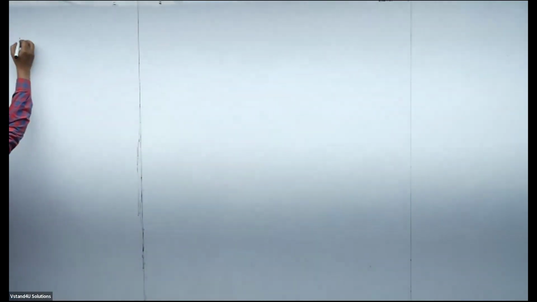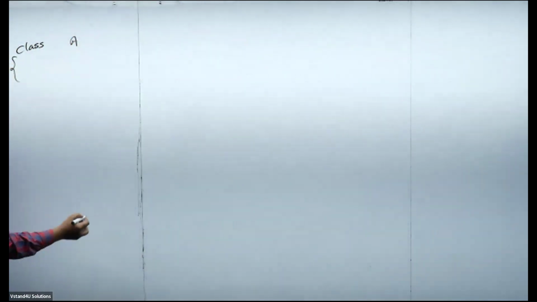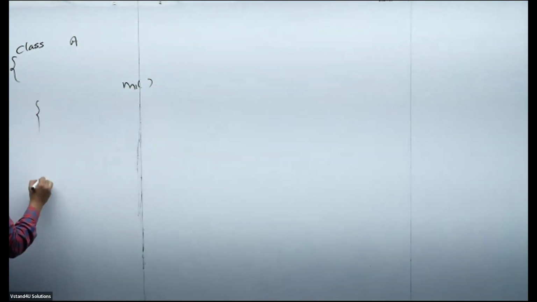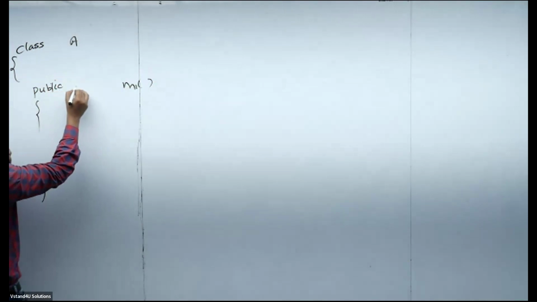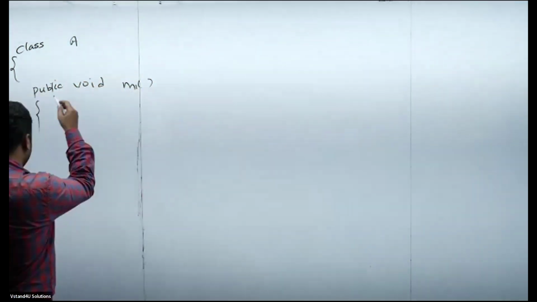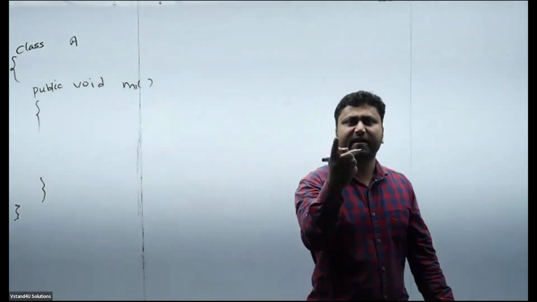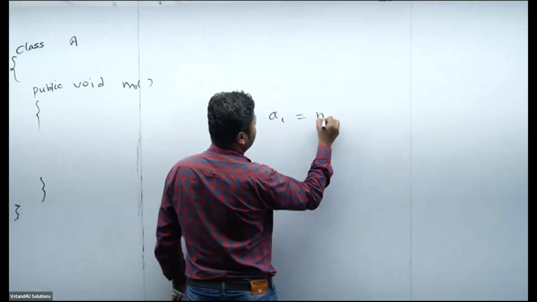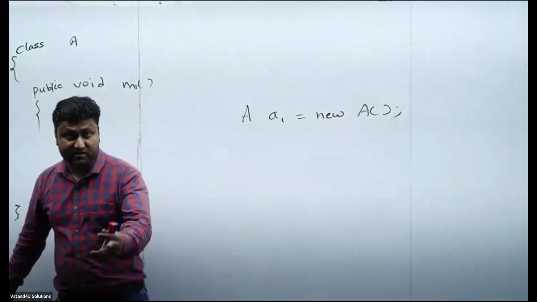Say a class A is there. In that class, I'm writing a method M1. Consider public void M1 is the method in class A. Now, if I create an object of A, how do I create it? Let me help you with that. A1 is equal to new A. Simple, done. By doing this, can I say this is the way to create the object of A?